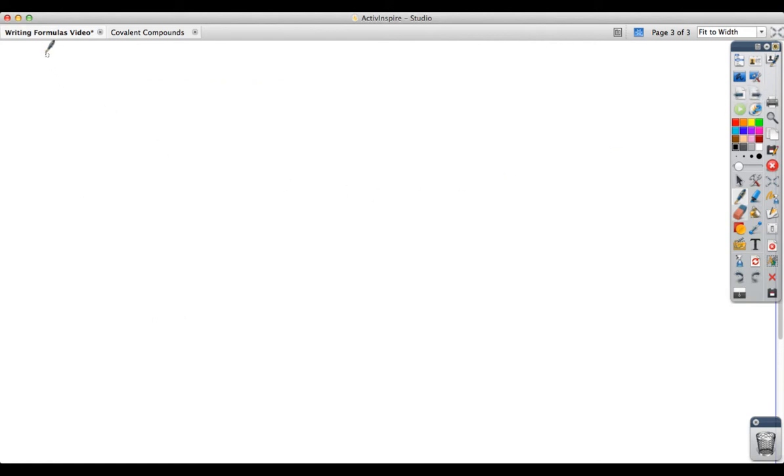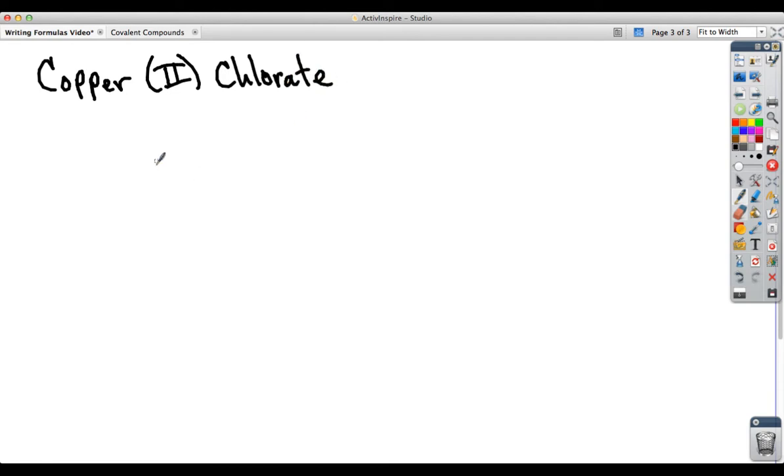Let's try another one. Let's try copper 2 chlorate. Okay. The copper 2 ion is Cu2+. And the chlorate ion is ClO3 minus. Now when you look at these two, they are opposite in charge, but this is a 2 positive and this is a 1 negative. They do not balance each other out.